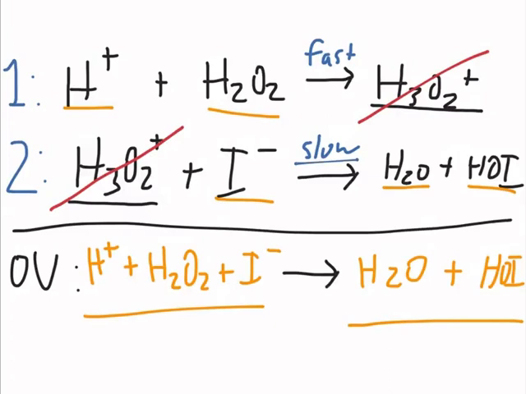So therefore, this overall reaction rate cannot be fast. It is determined by the rate determining step, which we determined is step 2, which is slow. So therefore, the overall reaction will as well be slow.